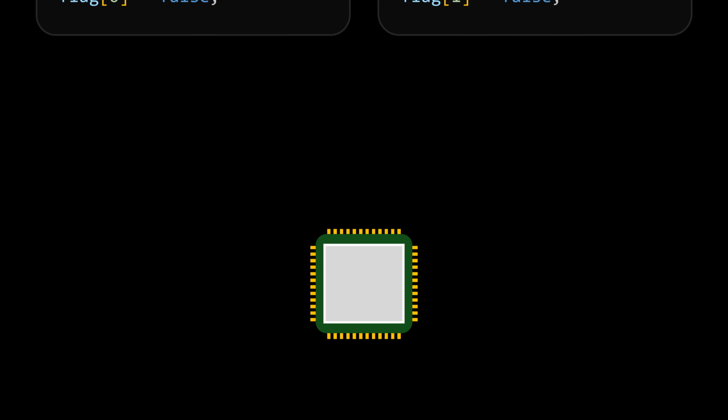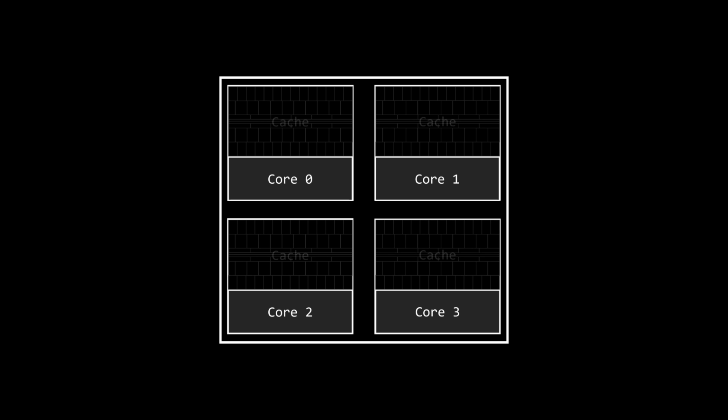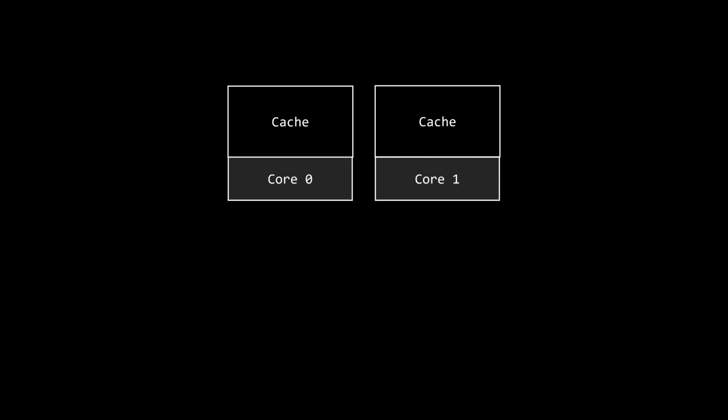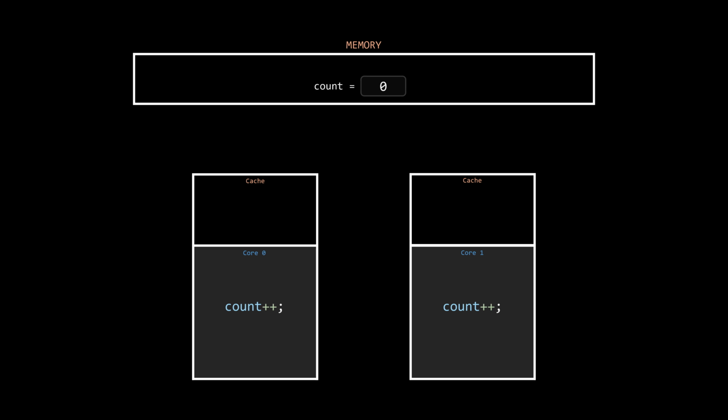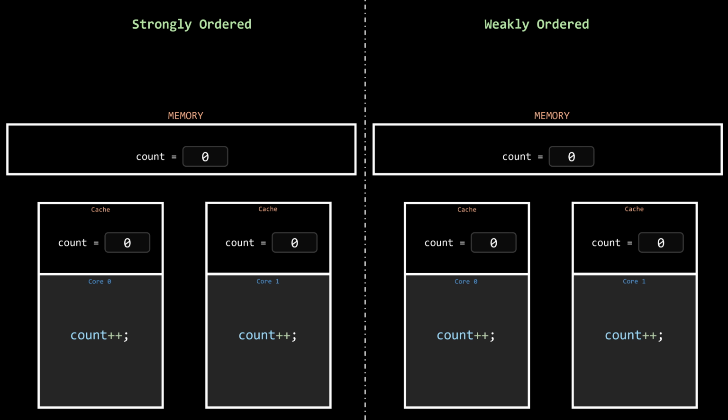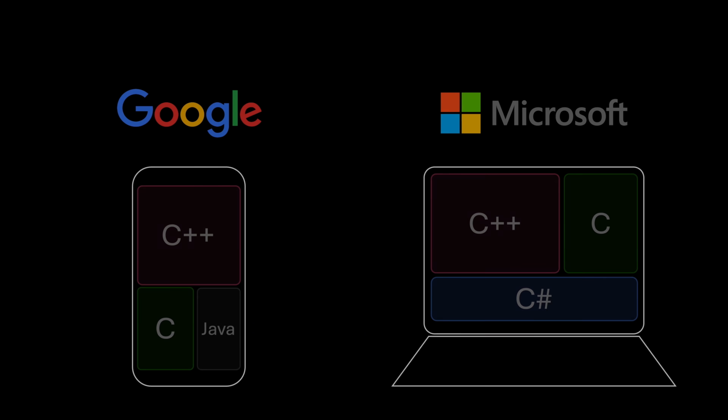Now, here's where things get more interesting. On multi-core systems, each core typically has its own cache. If two threads running on different cores share a variable, each core may have its own cached copy. So what happens if one thread modifies that variable? Does the other core see the change immediately, or is there a delay? The answer depends on something called the memory model. More about that after a quick message from Let's Get Rusty.